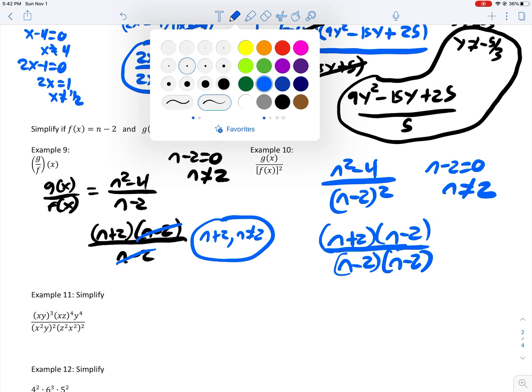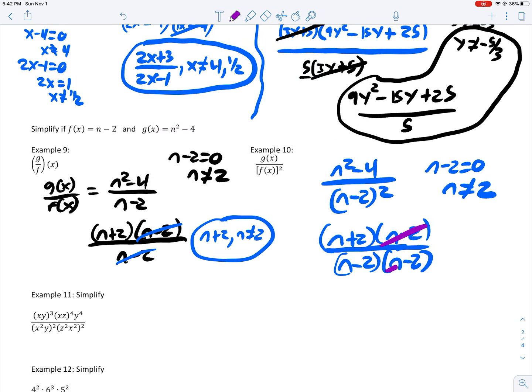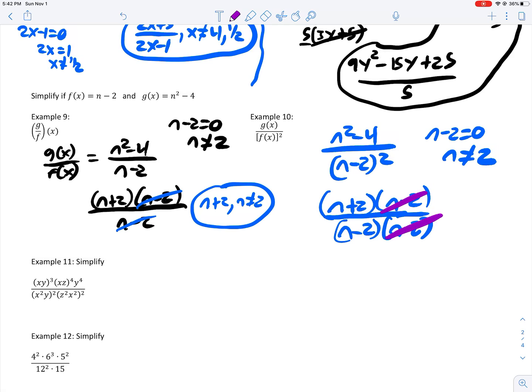So I do see they have common factors, n minus 2. It doesn't matter which n minus 2 you cross out in the denominator, just one of them reduces. So you have n plus 2 over n minus 2, and there's your simplified answer. I was able to factor it again and make it look like something I can recognize, something I've actually seen before.